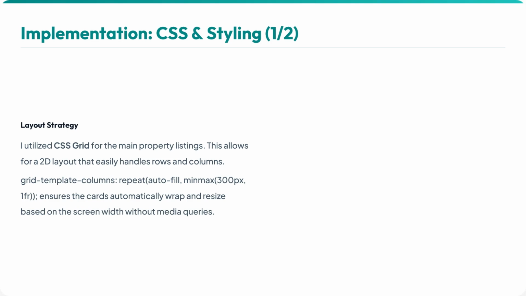Moving to the next slide for the implementation of CSS and styling. For styling, I avoided heavy external libraries to demonstrate my command over core CSS. CSS Grid: I used Grid for the main property listing page. By using grid-template-columns: repeat, auto-fill, minmax, the layout is intelligent. It fits as many cards as possible in a row and wraps them automatically. This saves me from writing dozens of media queries.